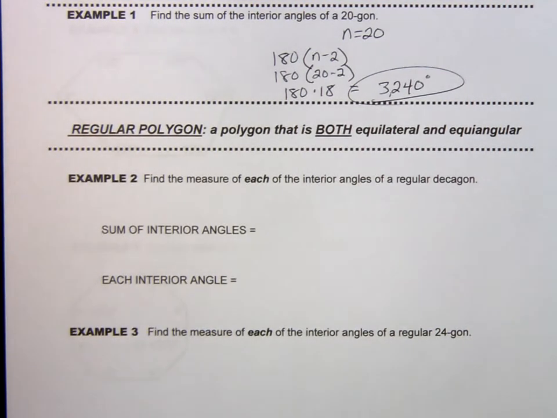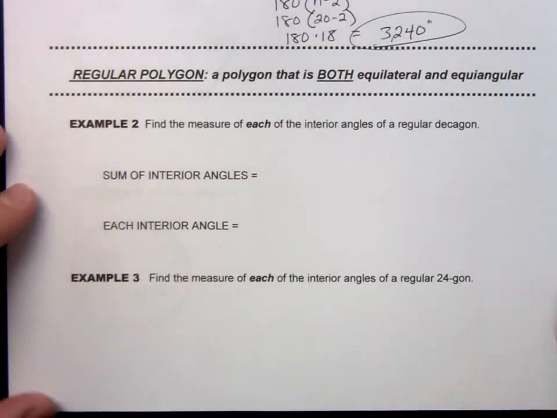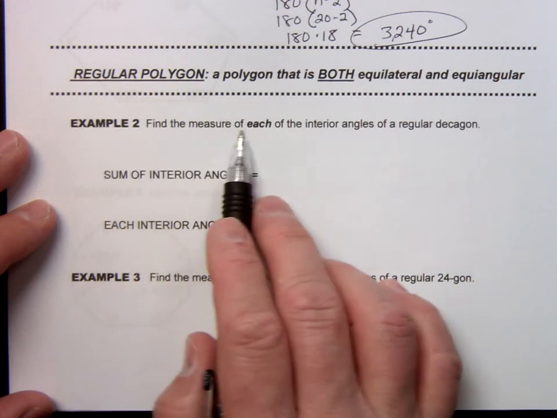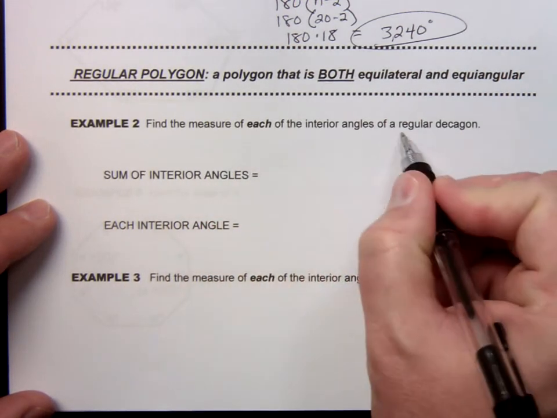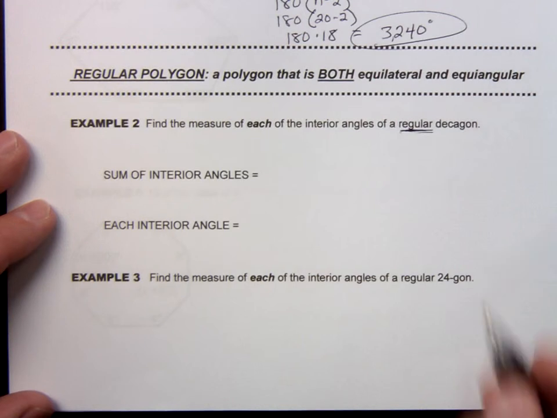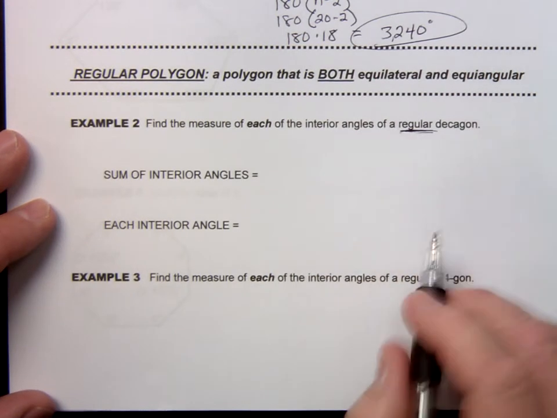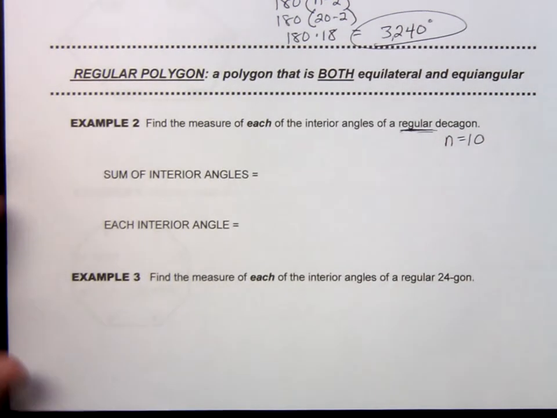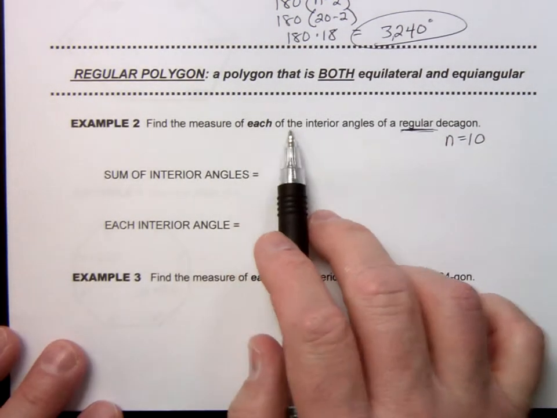All the sides are congruent, all the angles are congruent. A square is an example of a regular quadrilateral. For 4-sided polygons, a square is the one where all the sides are congruent, all the angles are congruent. Those are regular polygons. Okay, so knowing what a regular polygon is, let's look at example 2. Find the measure of each of the interior angles of a regular decagon. So first off, it's regular. All the sides and angles are congruent. It's a decagon, so it has 10 sides. And we want to know what the measure of each interior angle is.